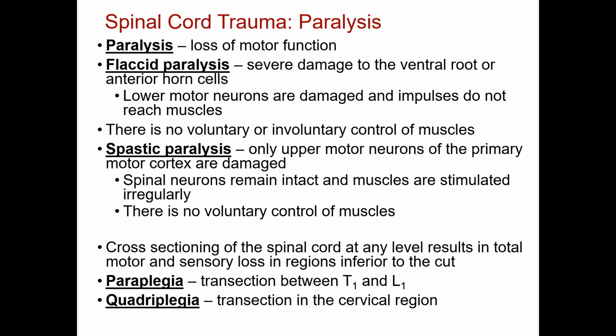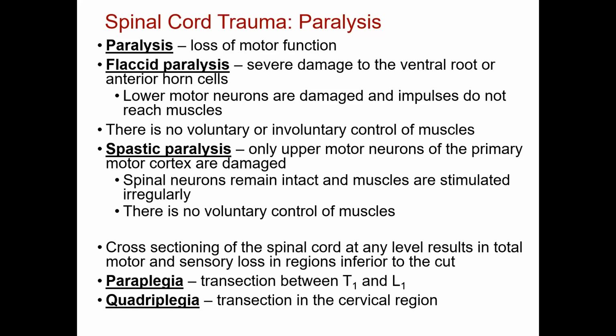Spastic paralysis involves damage to the primary motor cortex. The spinal neurons are functional, but the signals are irregular. So you have contraction with no voluntary control. Flaccid paralysis and spastic paralysis. With flaccid paralysis, the damage is at the level of the ventral horn. The motor output from the spinal cord doesn't work. Spastic paralysis, the horn works, but the brain doesn't.